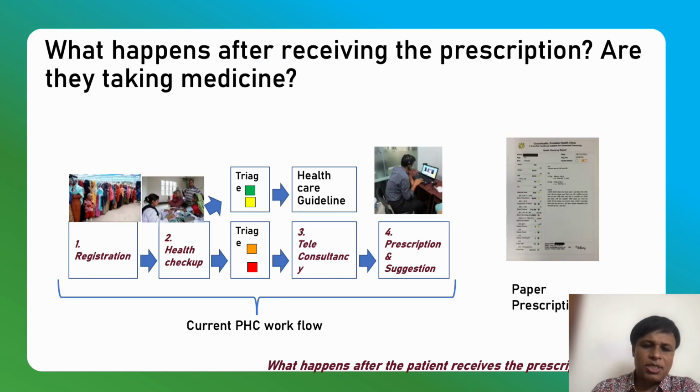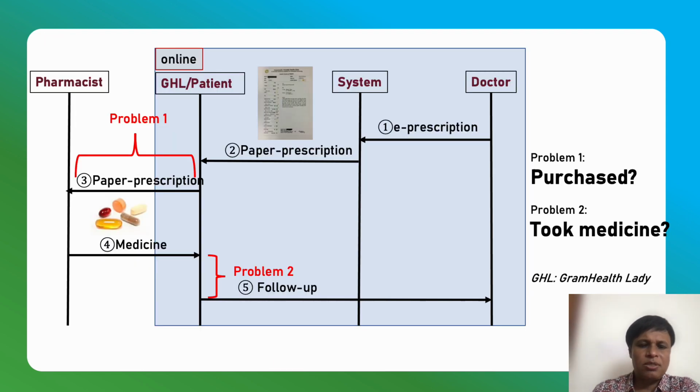So in this process, after giving the prescription, is it the whole history? No. After that, we want to see whether the elderly person really purchased the medicine or takes the medicine. How can we monitor that activity?